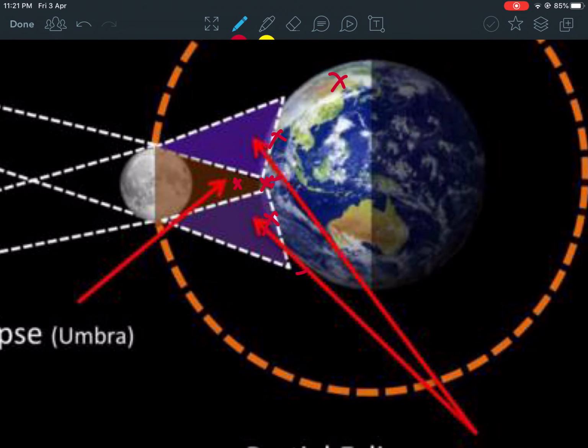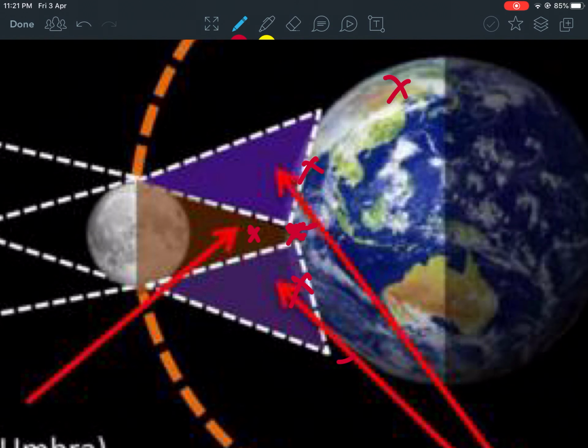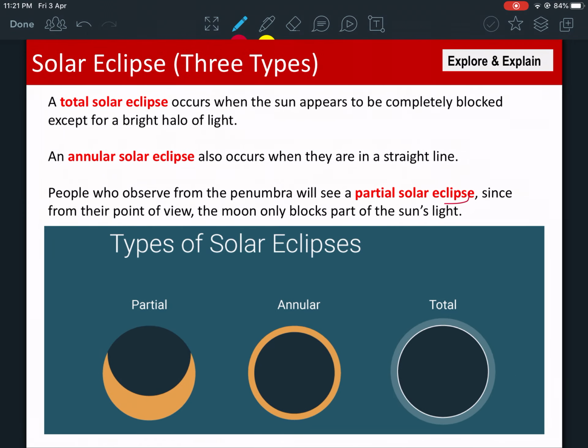Partial means part and total means all. So here it's total in these areas over here. People who live on the Earth here and here can see a partial eclipse, not a total eclipse. If we look here, there are three types of eclipses: you have partial, total, and annular. Total is what I told you: the moon completely and totally obscures all the sun.